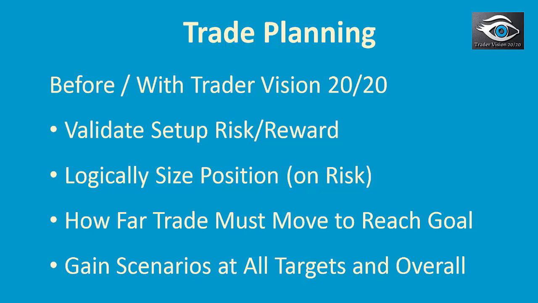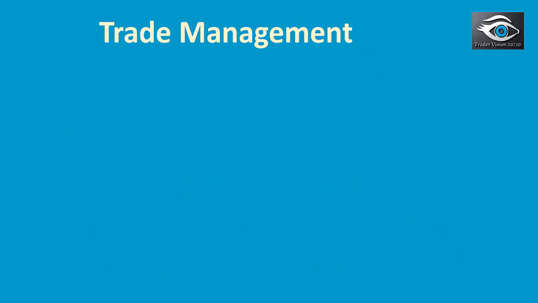Did you know what the gain scenarios were at all of your targets, what the loss scenario was at your stop, and what the overall trade would look like in different situations? And knowing these things before you entered the trade, did that help you then control the emotions that so often cause us to make bad decisions?